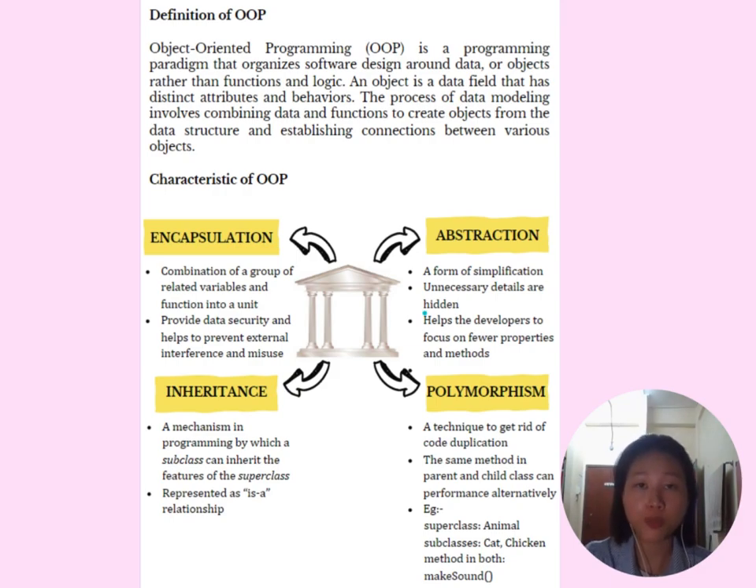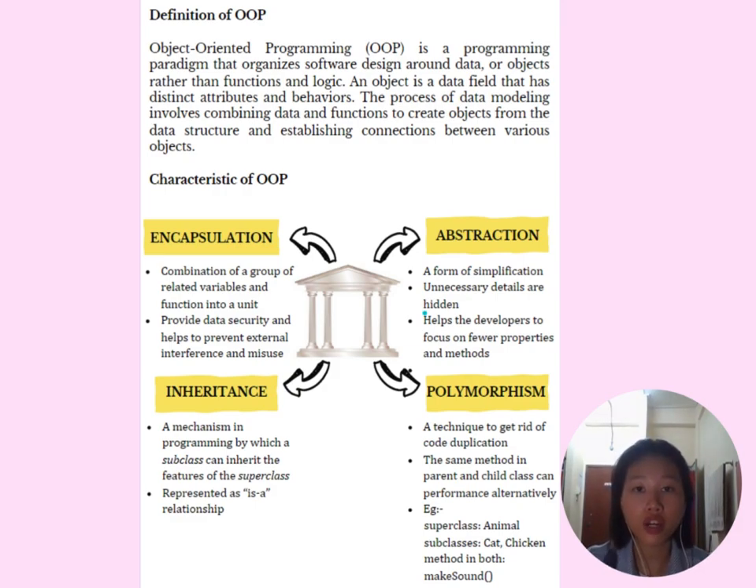Object-oriented programming (OOP) is a programming paradigm that organizes software design around data or objects, rather than functions and logic. An object is the data field that has distinct attributes and behaviors. The process of data modeling involves combining data and functions to create objects from the data structure and establish connections between various objects. For example, a car can have attributes like color and model, and behavior like driving and stopping.